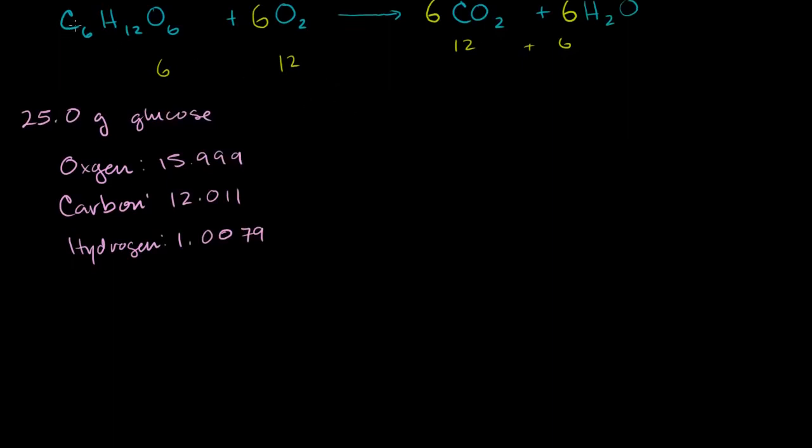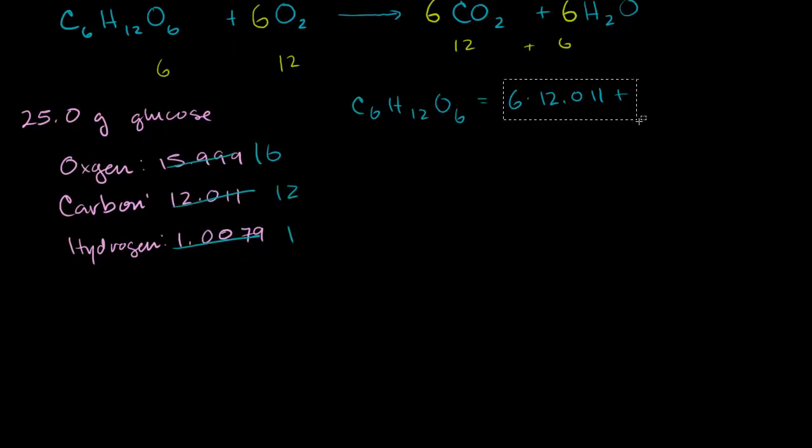So the atomic weight of glucose, C6H12O6, is going to be equal to 6 times 12.011, plus 12 times hydrogen. Just to keep things simple, let me make this 16, let me make this 12, and let me make this 1. That's going to make our math a lot easier.